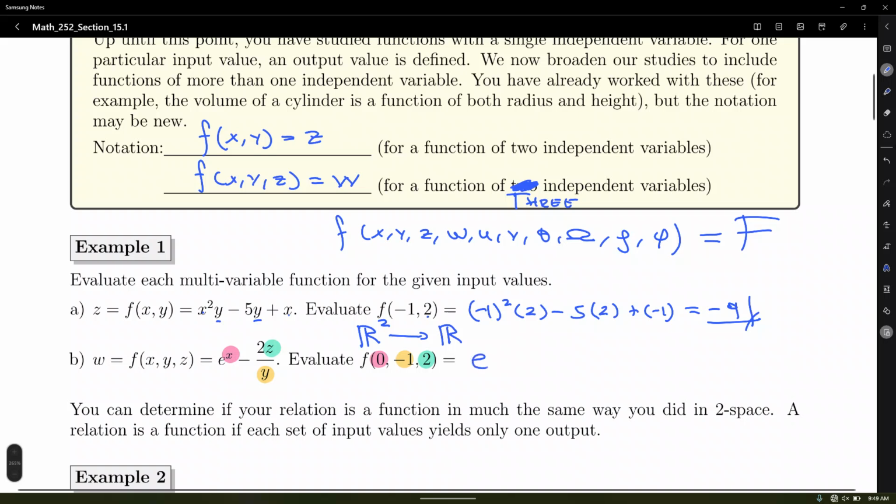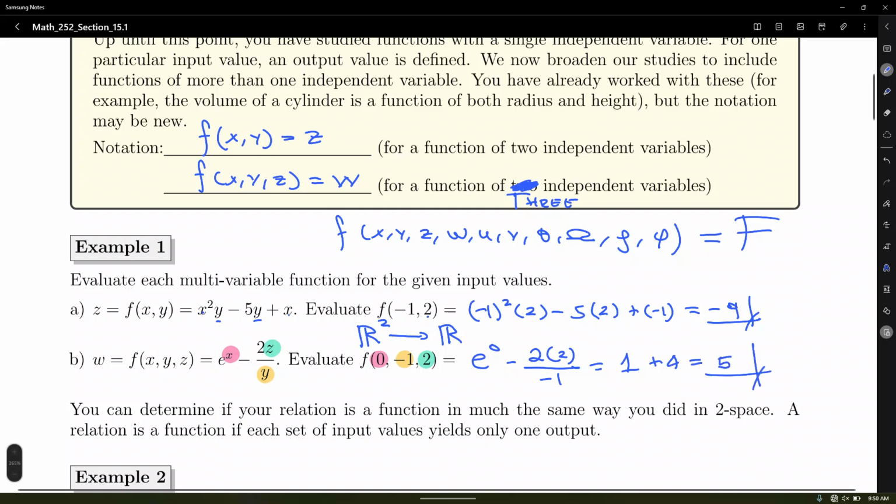And again, e to the 0 minus 2 times z, which is 2, divided by y, which is -1. E to the 0 equals 1. 2 times 2 in the numerator, that's 4. Divided by 1, it's still 4. Also, negative over negative equals positive. So 1 plus 4 equals 5.